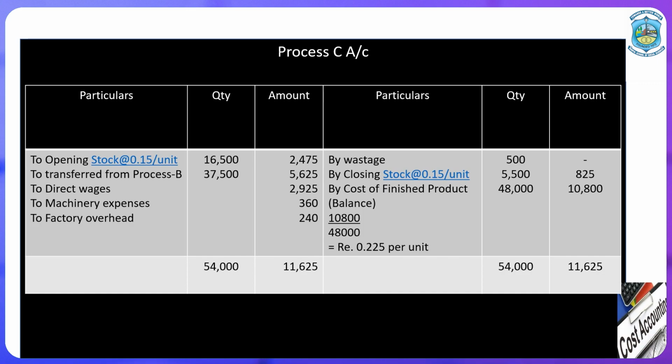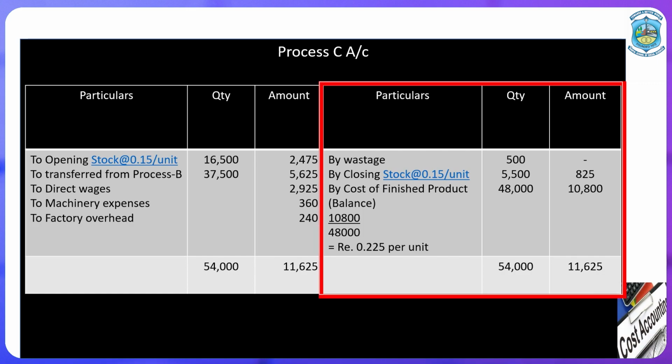Then other expenses given in the question: to direct wages 2,925, to machinery expenses 360, and to factory overhead 240. Now we are going to do the total for the debit side, quantity column as well as amount column. When we do the total, the quantity column total would be 54,000 units and the amount is 11,625. Come to the credit side, by wastage. In the question it is mentioned by wastage 500 rupees, in the amount column dash or nil because we haven't realized any amount out of wastage. Then by closing stock, in the question it is given 5,500.